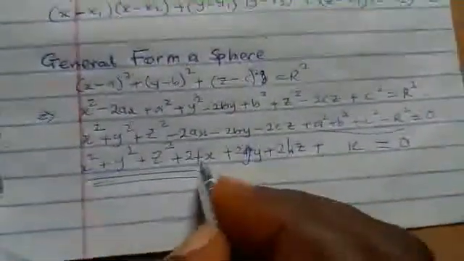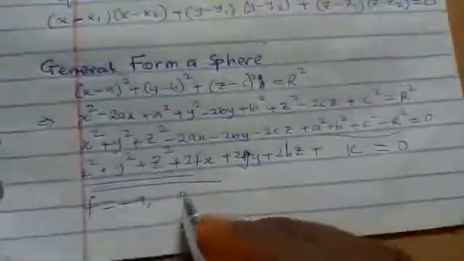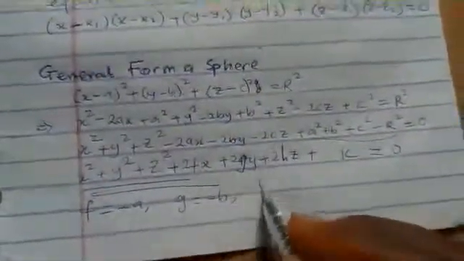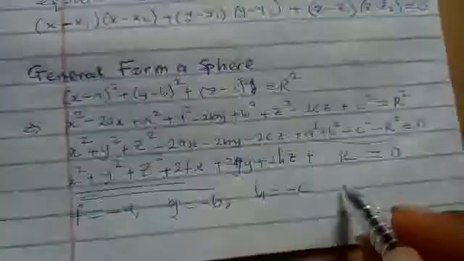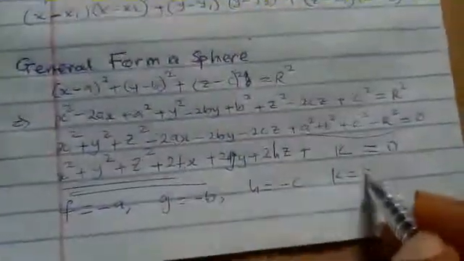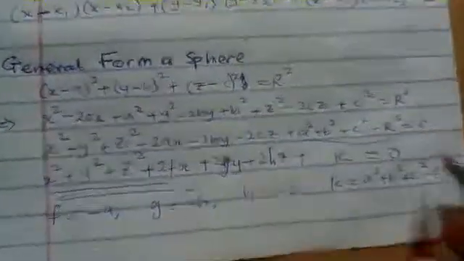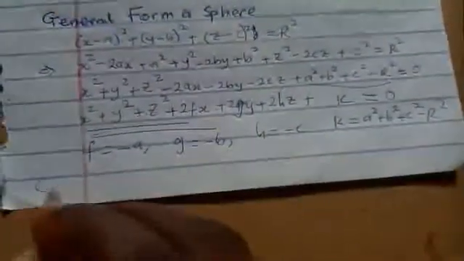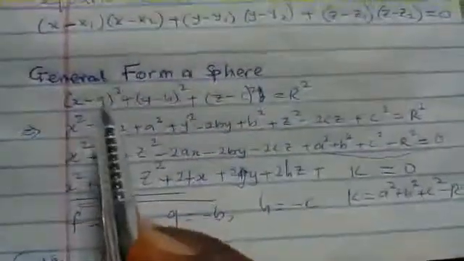The question now is, what is our f? F is minus a. What's our g? G is minus b, and our h is minus c. As we have seen from here, also our k is equal to a squared plus b squared plus c squared minus r squared, the whole of this. So from that place, we can get our center and the radius. So center here, our center is a comma b comma c, as you have seen from here.